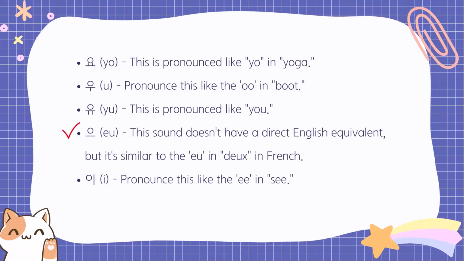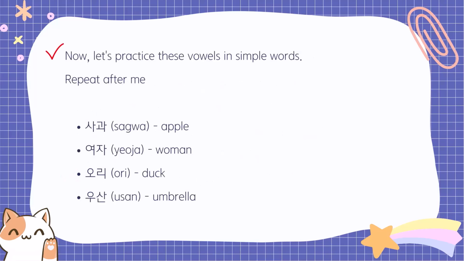으. This sound doesn't have a direct English equivalent, but it's similar to the eu in deux in French. 이. Pronounce this like the e in see. Now, let's practice these vowels in simple words.